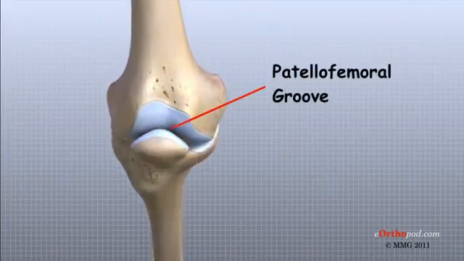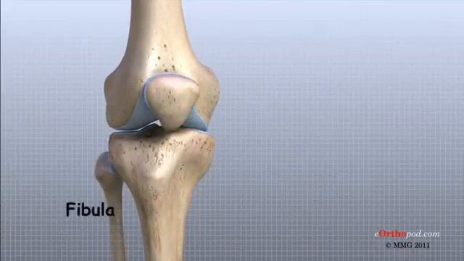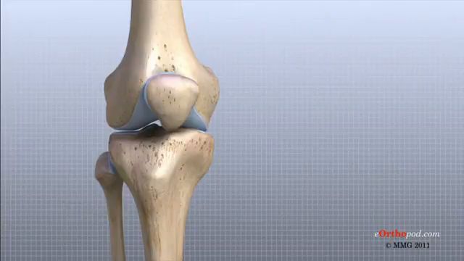The smaller bone of the lower leg, the fibula, never really enters the knee joint. It does have a small joint that connects it to the side of the tibia. This joint normally moves very little.